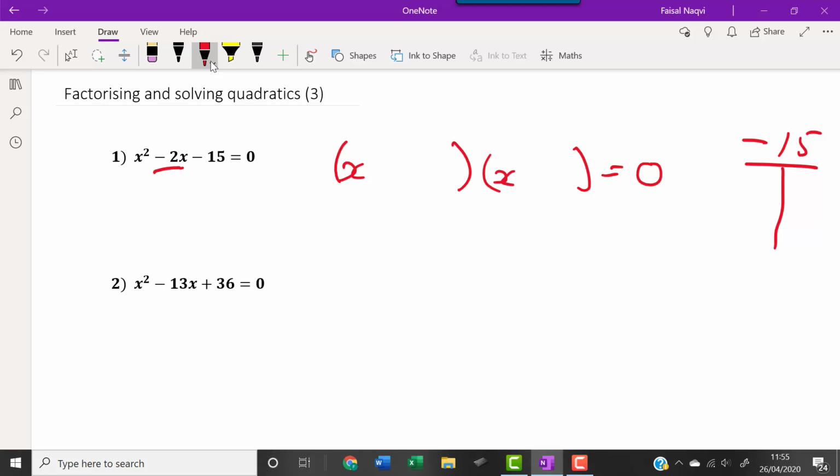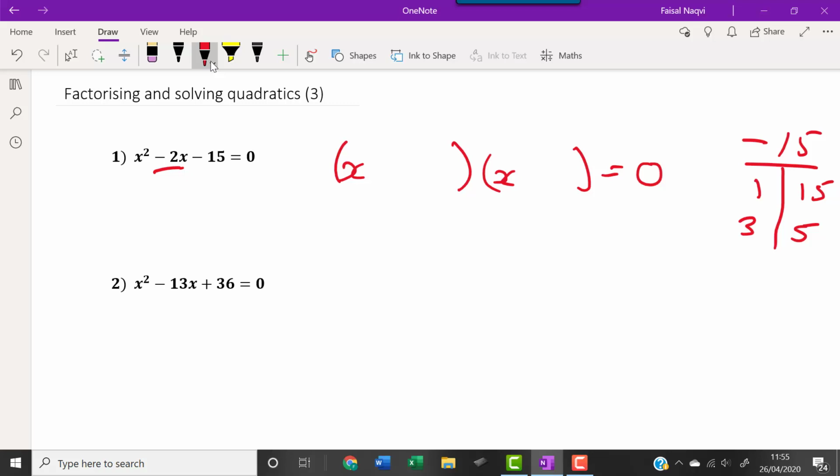I can't think of anything off the top of my head, so I have to have a technique to find something. I know that one of the numbers is going to be negative, but I'll deal with that in a second. Firstly, what two numbers multiply together to give me 15? I've got 1 and 15. Can I add or take away those to get minus 2? No, I can't. My next number I'm going to go for is 3 and 5. 3 times 5 gives me 15, and I've got to add or take these away to get minus 2.